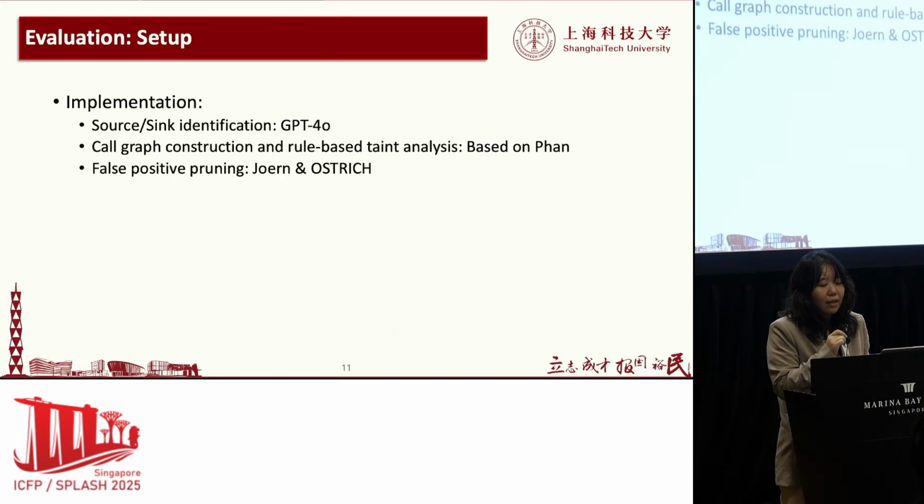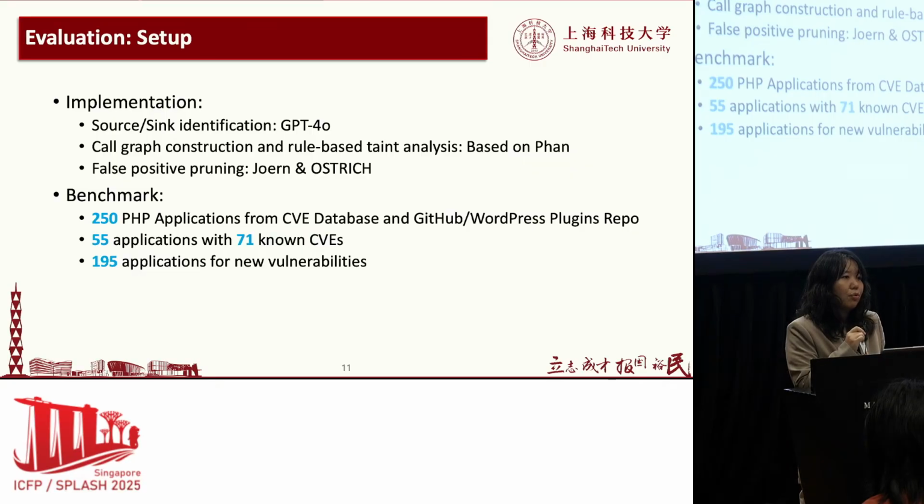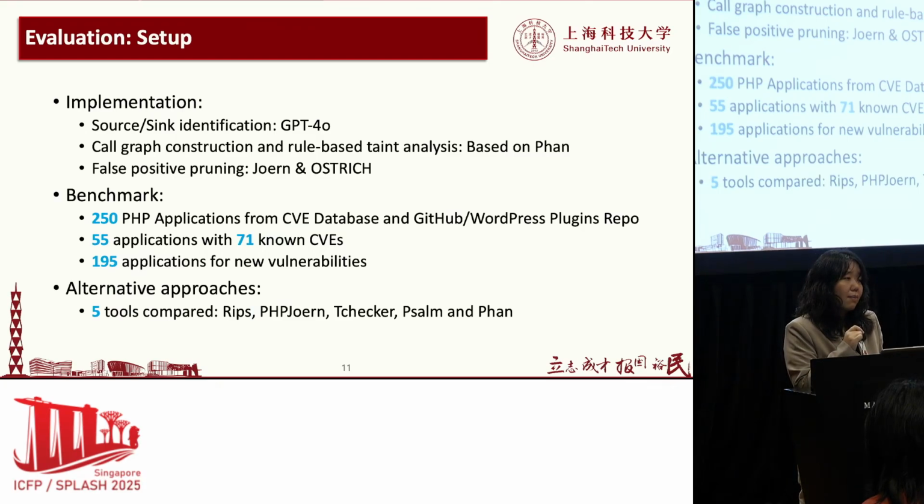We have implemented a prototype of Artemis. For the benchmark, we select 250 applications based on 2 criteria. First, we collect 55 vulnerable applications from the CVE database to evaluate whether Artemis is able to detect known vulnerabilities. Second, we gather 195 popular applications to assess Artemis' ability to detect new vulnerabilities. We compare Artemis with 5 static taint analysis tools for PHP.